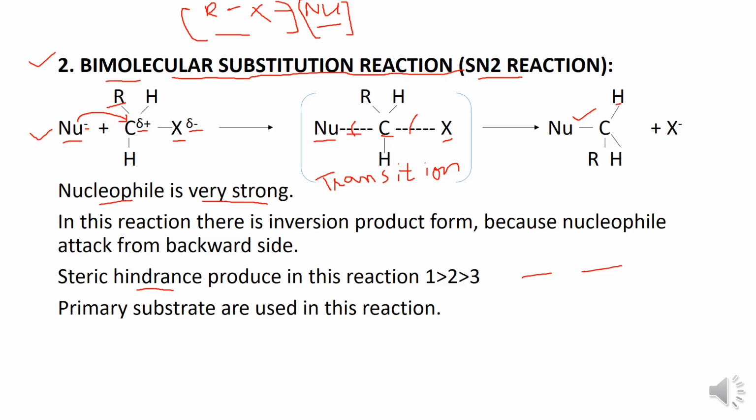Now there is another point: primary substrates are used in this reaction. We discussed before that we use a primary substrate in this reaction, meaning the carbon has only one alkyl group.